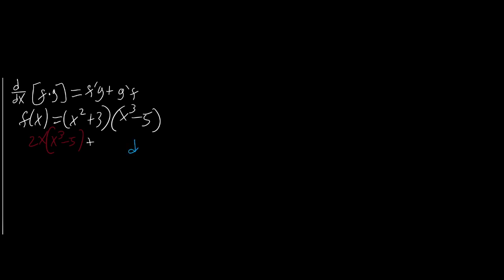So 3x to the power of 2. And then we put that with f, which is x to the power of 2 plus 3. So, let's write it up here. So 2x multiplied by x to the third is 2x to the fourth. Now 2x multiplied by negative 5 is negative 10x. And 3x to the power of 2 multiplied by x to the power of 2 is positive 3x to the power of 4. And then 3x to the power of 2 multiplied by 3 is positive 9x to the power of 2.